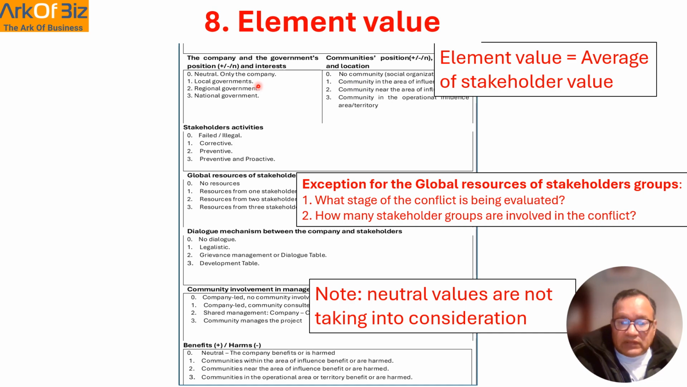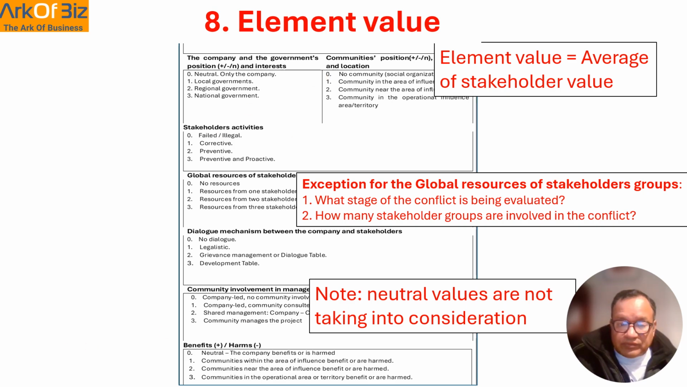For each element, the exception is the global resources of stakeholders groups. Here you have to answer these two questions. But for the rest of the elements, you have to calculate the average of stakeholders' values. Also, one consideration is that neutral values are not taken into consideration for the SLO calculations.